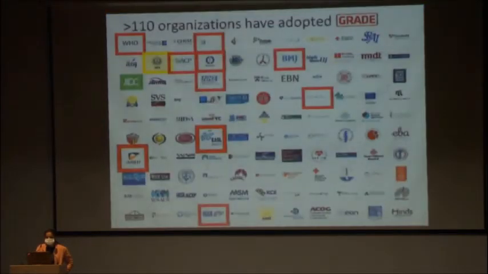It's a process that's seen an overwhelming adoption and endorsement. More than 110 organizations have adopted the GRADE approach to rating the quality of the evidence. Included amongst these are the World Health Organization, the Cochrane Collaboration, leading American associations like the ACP, the American College of Physicians, American Thoracic Society, the CDC, and the NHS.